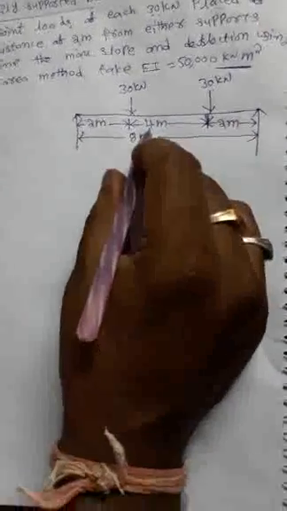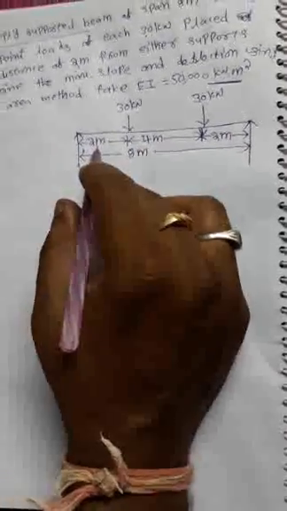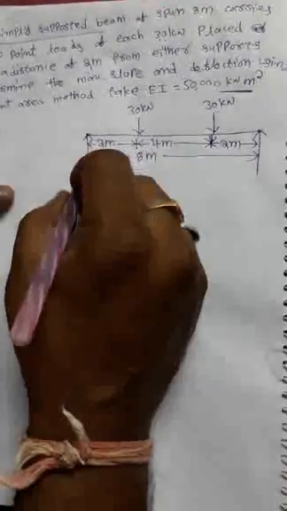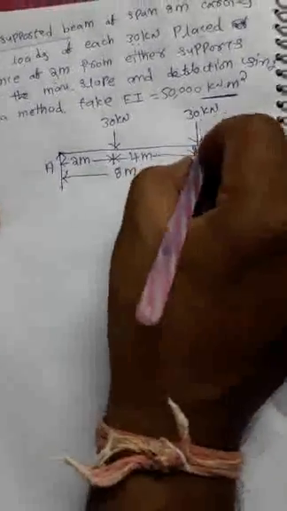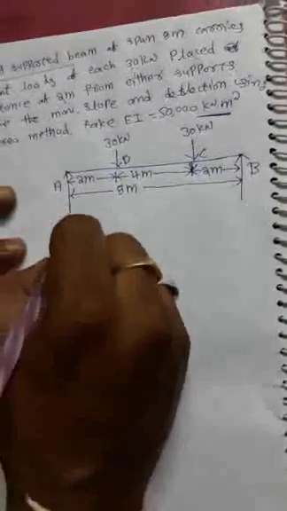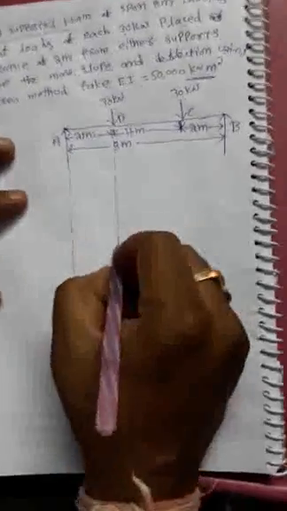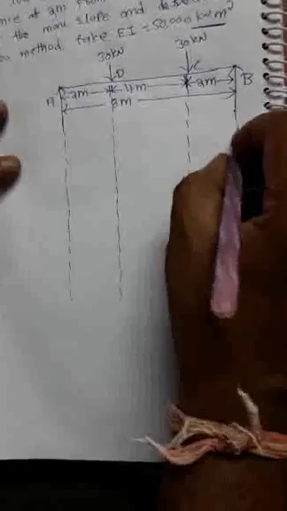So these 4 meters are the middle portion of the beam, with 2 meters from the left support and 2 meters from the right support. Let us assume this end as A, this as B, this is C and this is D. So draw reference lines for the BMD at A, D, C and B. This is the baseline for the BMD.